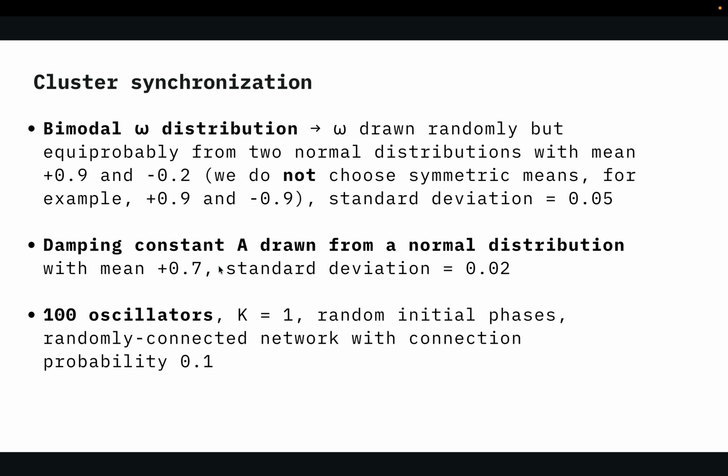very few oscillators would actually have omega greater than A if you think about it, because here we have chosen A to be 0.7, and omega has two peaks, one at minus 0.2, so everything around minus 0.2 is definitely less than 0.7, and one at plus 0.9, but with the standard deviation. So this class of oscillators will actually have omega greater than A. That's true, that's true.